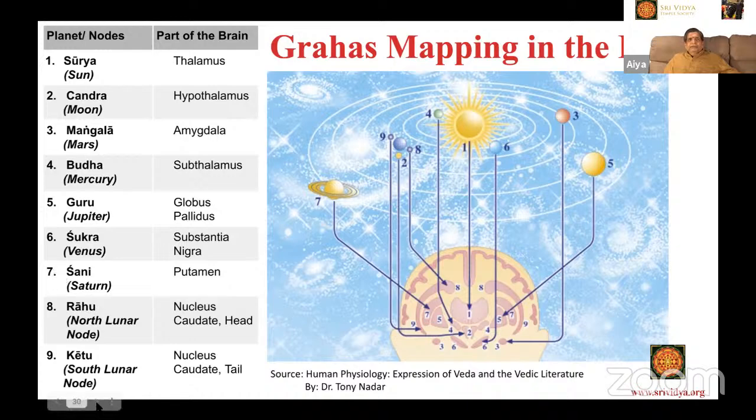See, thalamus, hypothalamus, amygdala, subthalamus, globus pallidus, substantia nigra, putamen, nucleus, all of these are there. And so on, you can map these. Each planet is there, and even at the DNA level, you can map the planets. So you know that there is a mapping in the brain.